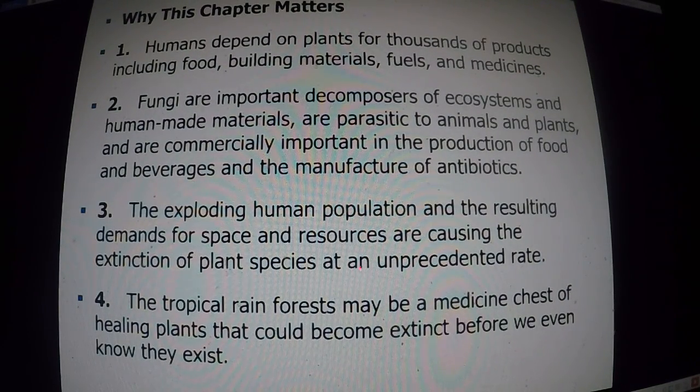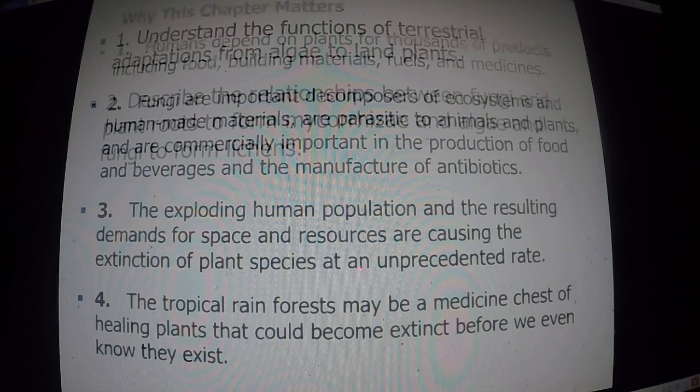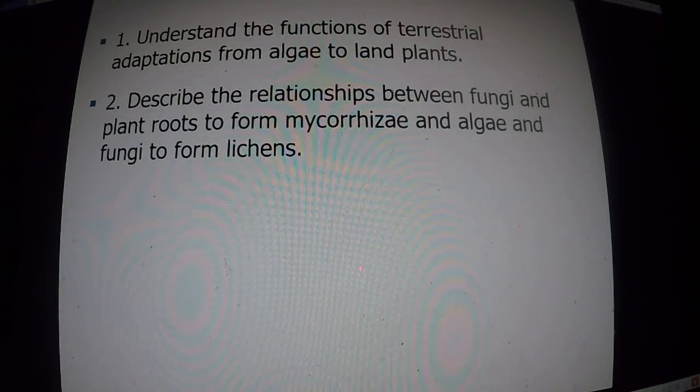Anyway, why this chapter matters. Humans depend on plants for thousands of products, including food, building materials, fuels, and medicines. Fungus are important decomposers in ecosystems. Exploding human population and the resulting demands for space and resources are causing the extinction of plant species at an unprecedented rate. And the tropical rainforest may be a medicine chest of healing plants that could become extinct before we even know they exist.